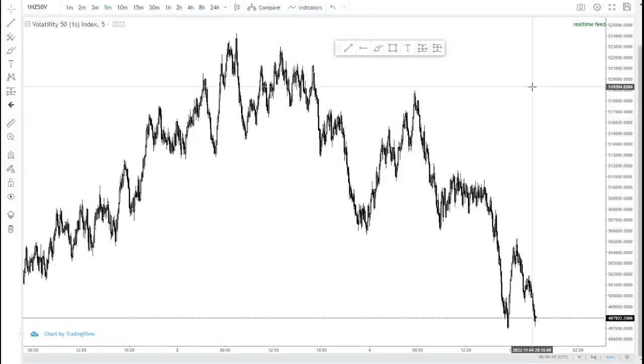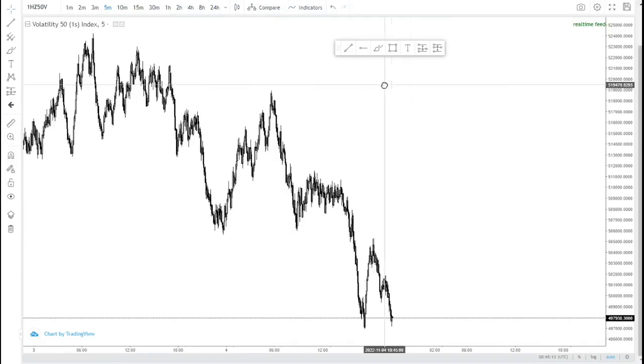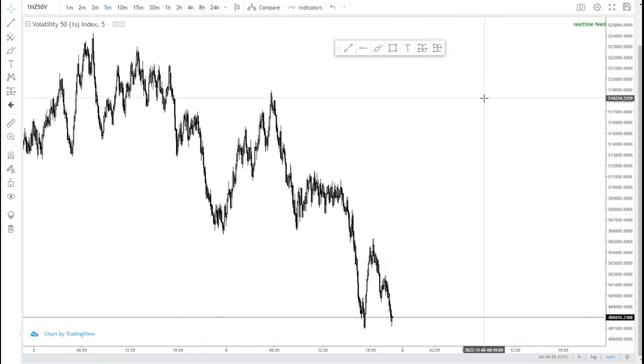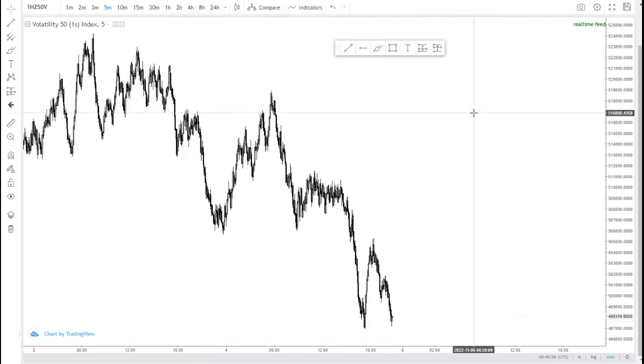On today's video guys, we're basically going to be dealing with VIX 50S, and we're going to be talking about this simple 5 minute scalping strategy that I've come up with. And it's a whole next level of a strategy in scalping the V50S, right?